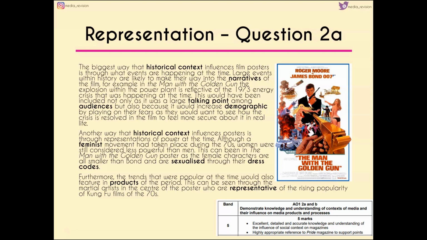So hopefully that makes sense. You can see how I'm talking broadly about this historical context, but using The Man with the Golden Gun as evidence, just as the question is asking. Now again, you can pop down in the comment section below what you think I'm going to get, so pause the video now, comment below. Personally, again, I think that I have given an excellent and detailed knowledge of historical context, and I think I've given appropriate references to The Man with the Golden Gun.